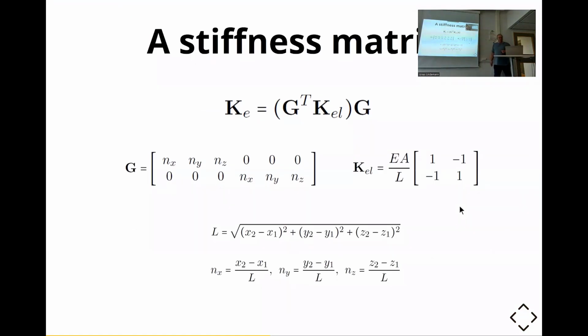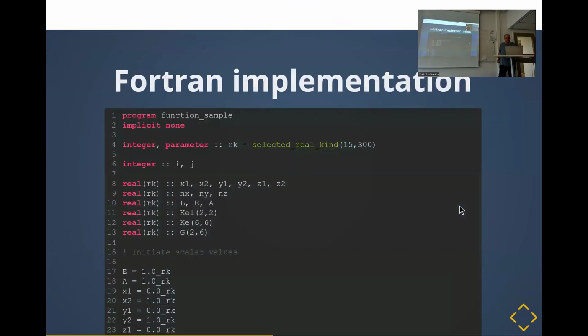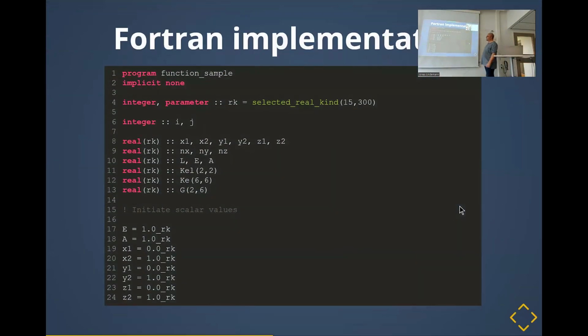So I will do a bit larger example. This is mechanics. This is a calculated stiffness matrix for a very simple element, a bar element. We have these matrices: G transpose multiplied by K element, multiplied by the J matrix. So J is like this. This is the stiffness matrix. These are scalar values calculated here. These Nx, Ny, Nz are defined here. If you want to do this in Fortran code, you do it like this.